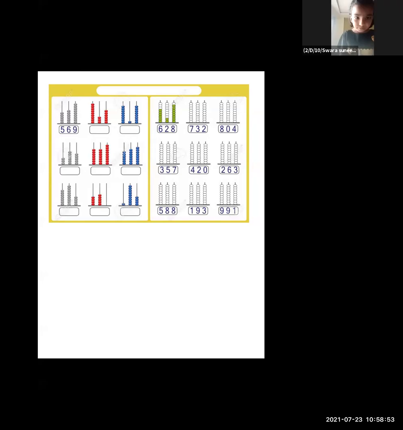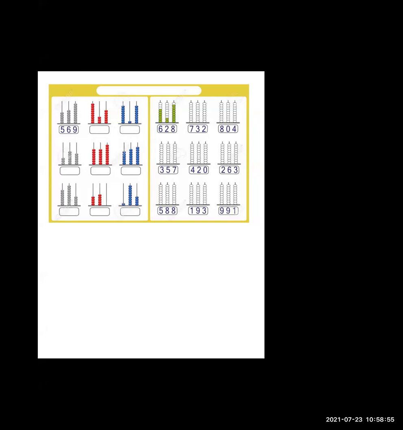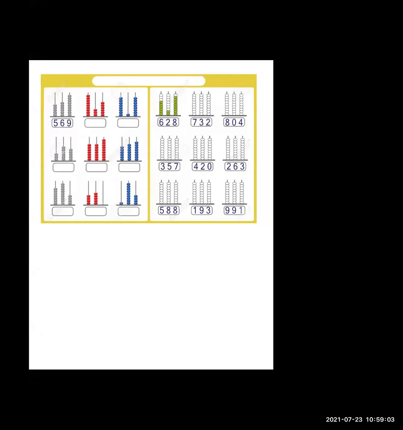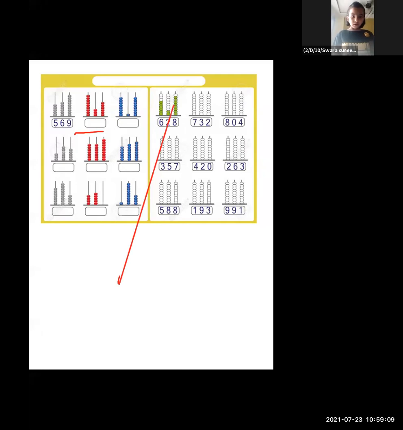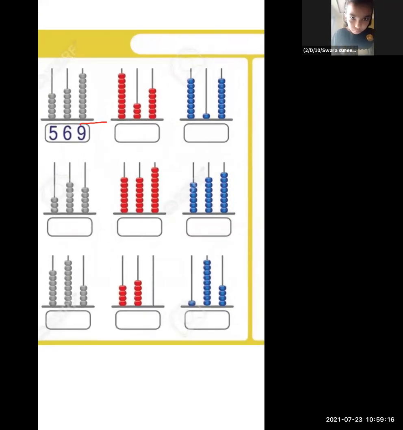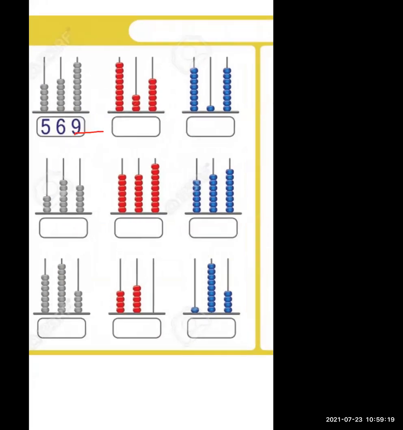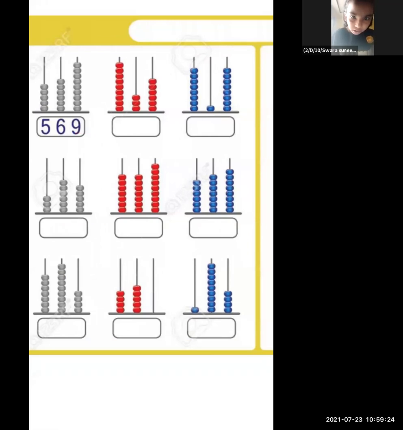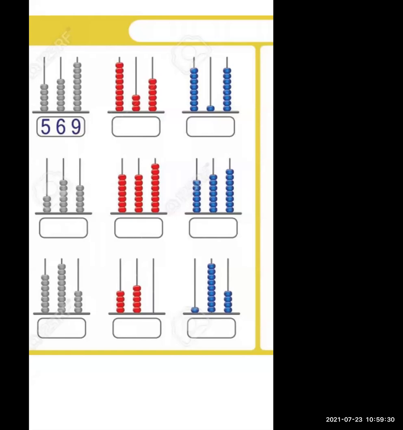The first one has been done for us. So how many? There are 5 beads. It means 500. 6 beads, it's 6 tens, and 9 beads, it's 9 ones. Now you can see here, how many beads are there? See in your screen. Just count. 934. Just see properly.